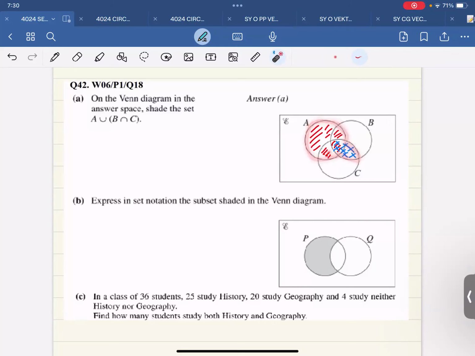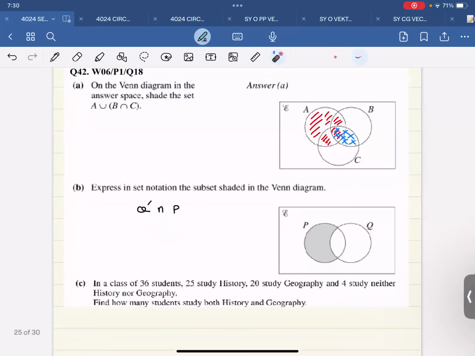Express in set notation the subset shaded in the diagram. Again, it's just like the previous one. It's outside of Q, so it's Q complement, but it does not include this part. It only includes part of P. So it's taking common with P. So this is Q complement intersection P. It doesn't make a difference if you write P intersection Q complement. Perfectly good. This one says, in a class of 36, 25 study history.